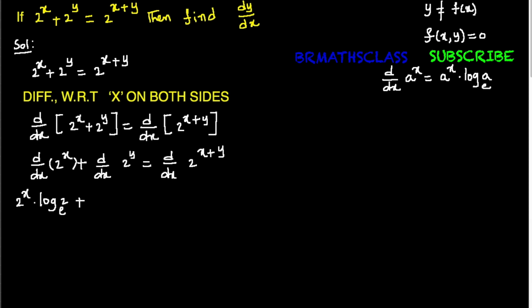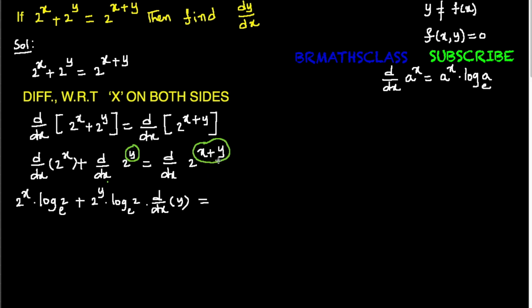Here you have to observe one thing. In 2^y, the function is in terms of y, and we are differentiating with respect to x. Now you imagine this y as x. If you imagine this y as x, it looks like d/dx of 2^x. The derivative of 2^y is 2^y log 2 base e, into which one you imagined as x, you need to differentiate it. You imagine this y as x, so that y you need to differentiate, d/dx of y.